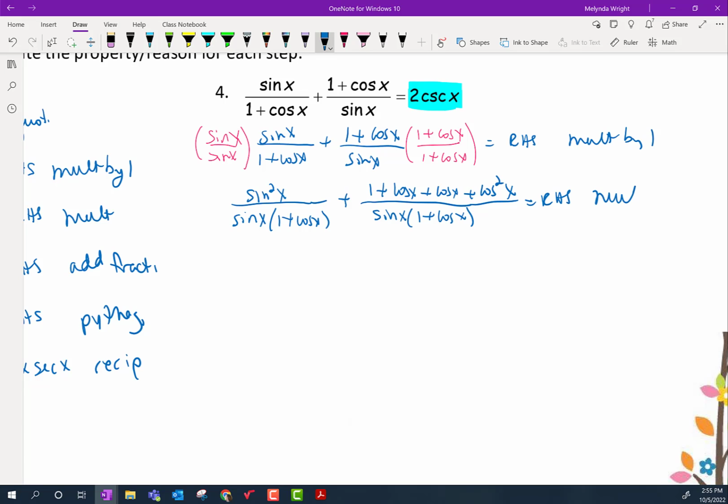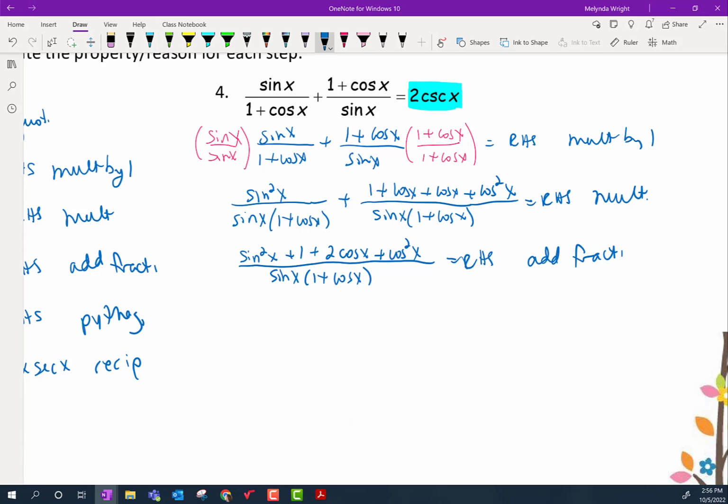Okay, and so all we did here is multiply. I'm going to pause here for a moment. All we're doing is cleaning up, multiplying out the numerators. What do we think our next step is going to be? Now we have common denominators. What might we do? Yeah, add the fractions together. So I've got sine squared plus 1 plus, and cosine plus cosine is 2 cosine, plus cosine squared, all over sine x times 1 plus cosine x. And we just added fractions.